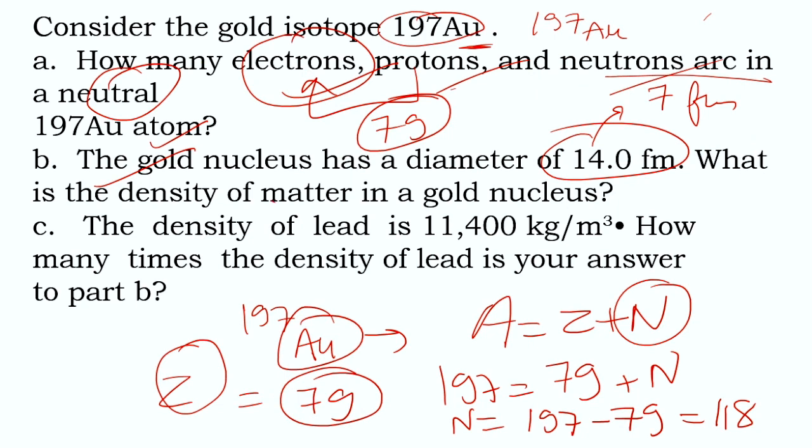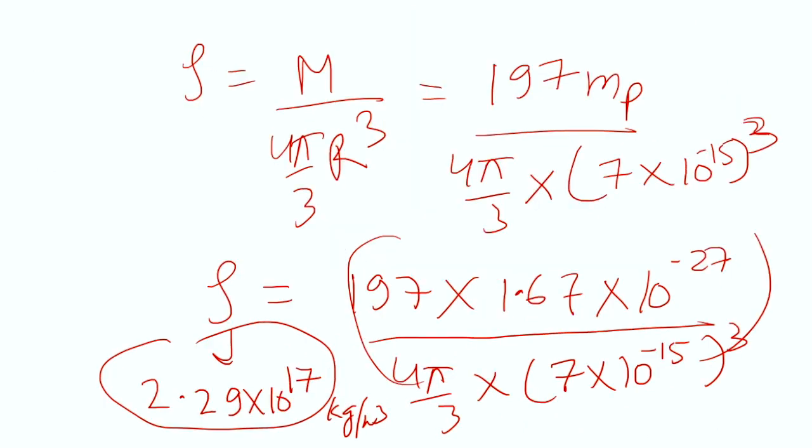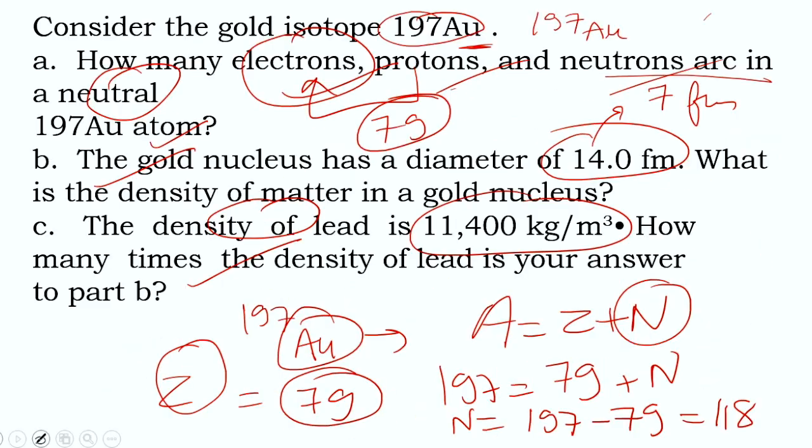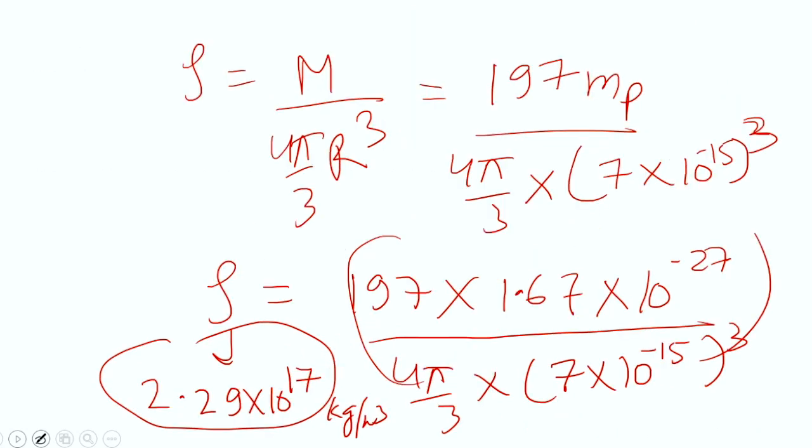What's the third part? The density of lead is given. How many times the density of lead is your answer to part B? Our answer came out to be this, and the density of lead is not that much. So density of AU divided by density of lead, written as PB. When you divide both of these, we get 2.29 into 10 to the power 17 divided by 11400.